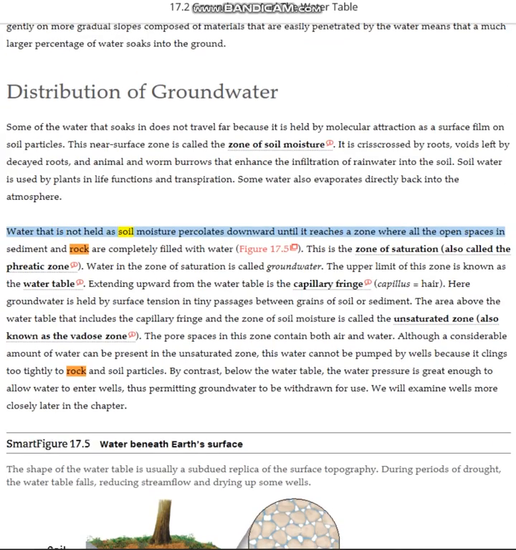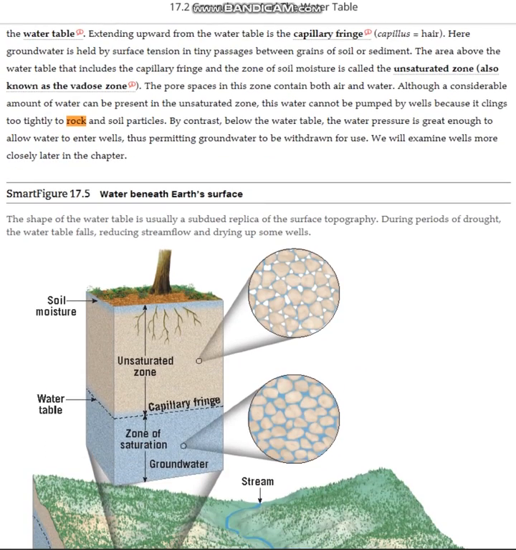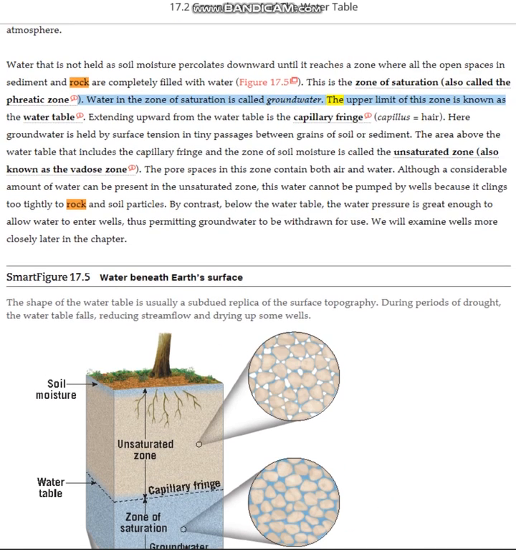Water that is not held as soil moisture percolates downward until it reaches a zone where all the open spaces in sediment and rock are completely filled with water, figure 17.5. This is the zone of saturation, also called the phreatic zone. Water in the zone of saturation is called groundwater. The upper limit of this zone is known as the water table.